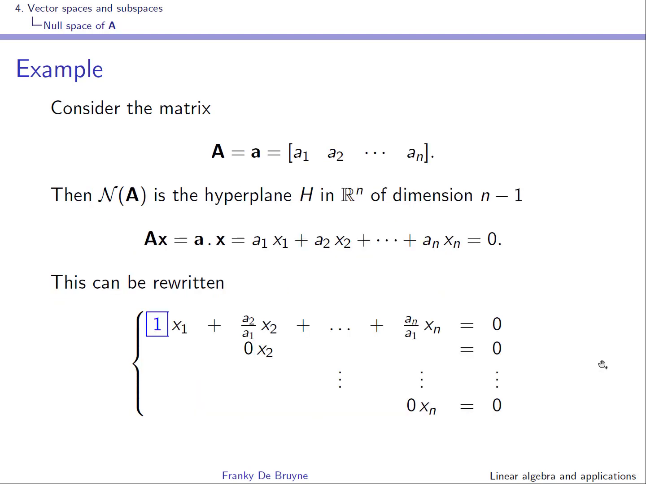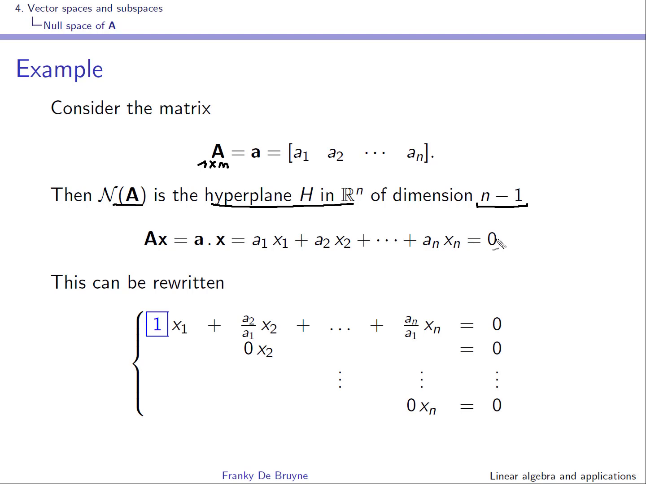Well, let us take this special matrix here, which is actually a vector. So A here is a matrix with dimension 1 times n, okay? So the null space is Ax equals 0, and if you write it, you see immediately this is a hyperplane in Rn. And the hyperplane in Rn, we remember, has dimension n-1. We've seen this in the first video of this video course.